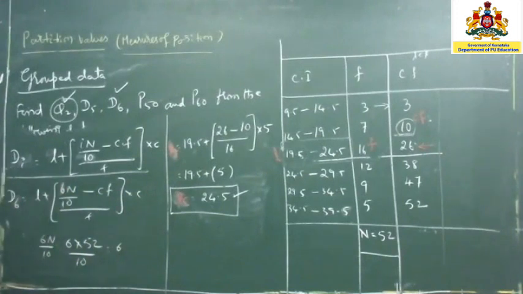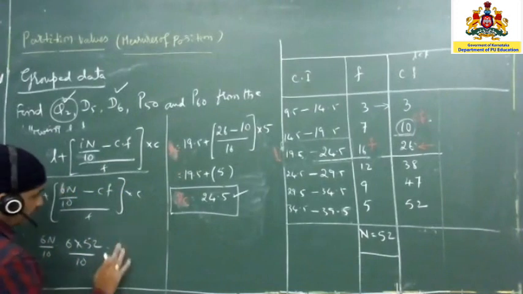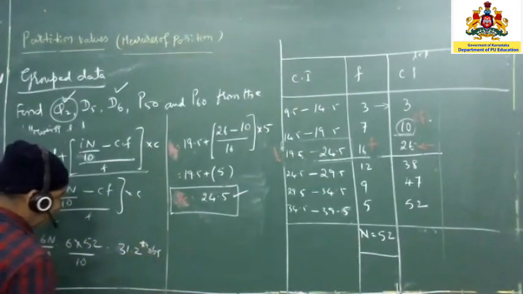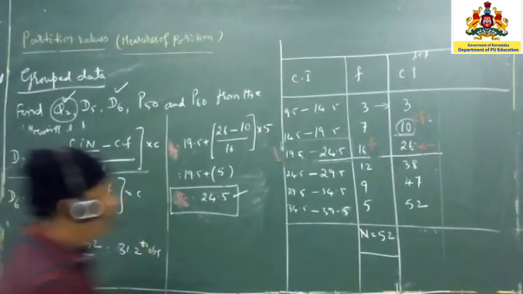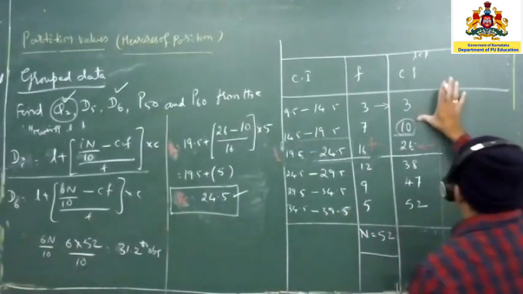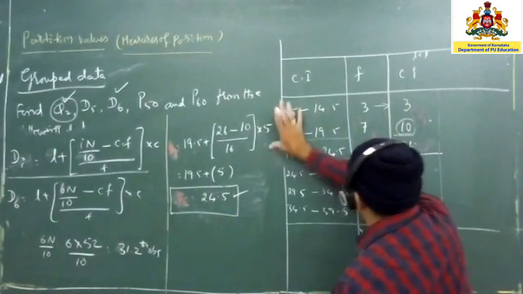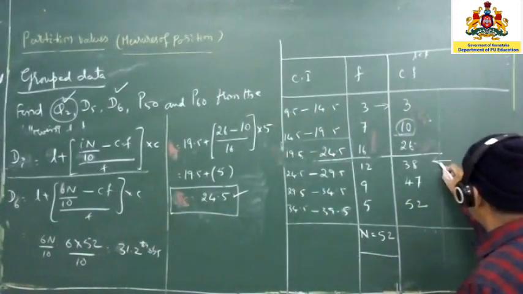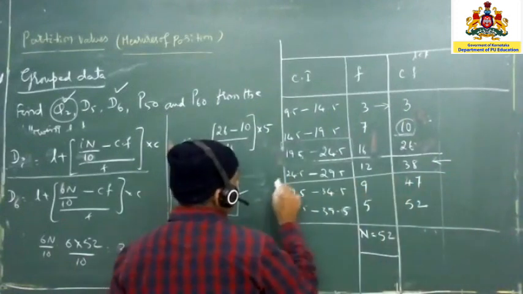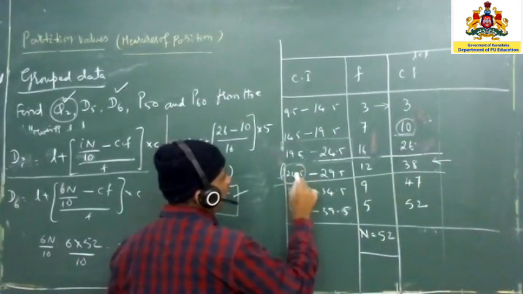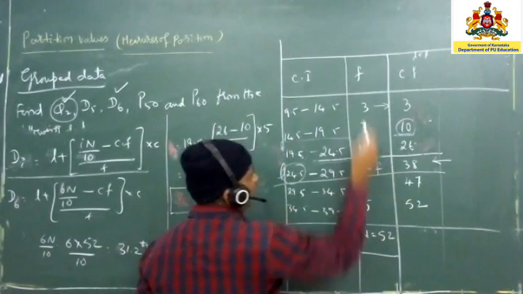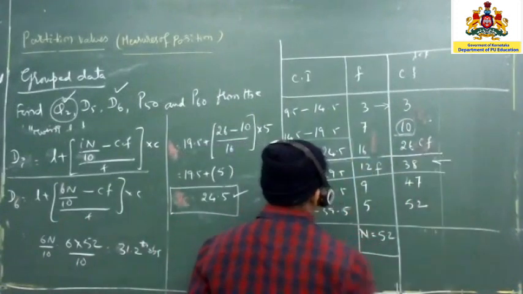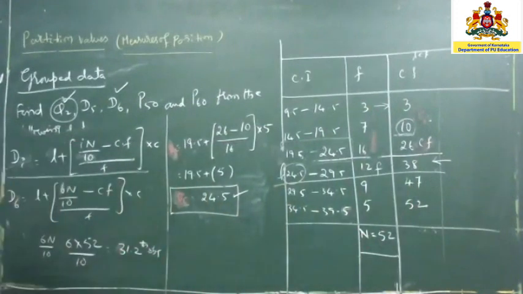So the D6 value is 31.2. So this 31.2 you have to look into. Where will you get 31? You will get 31 here. So now draw the line here itself and this is going to be L. So 24.5 is L, and on the same line under the F is going to be 12, and in the same line above the value that is going to be the CF. Now we will substitute into this.